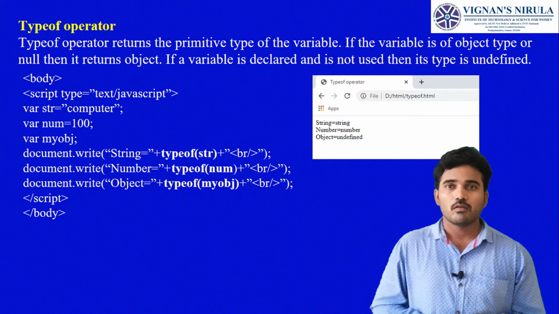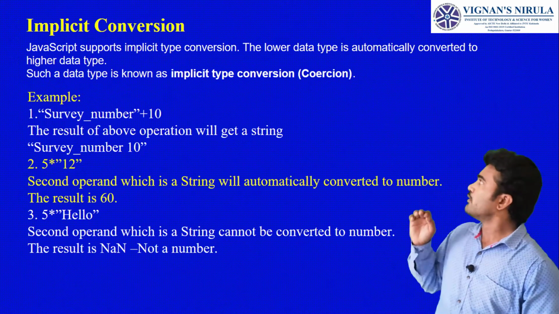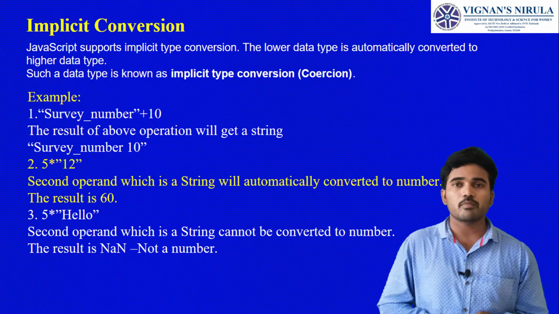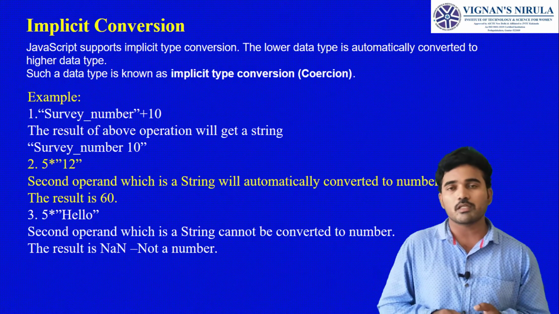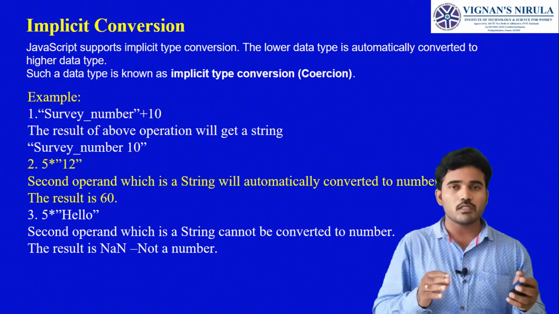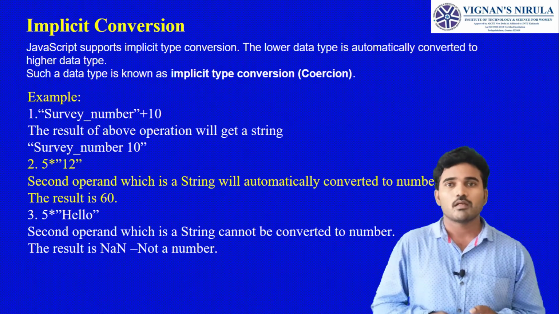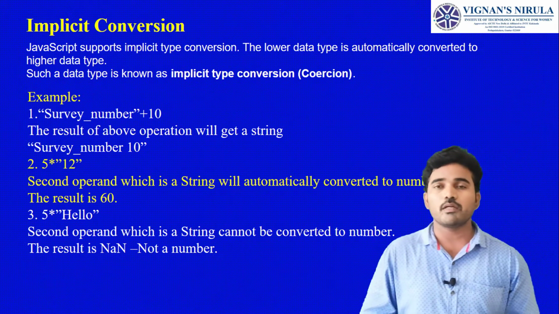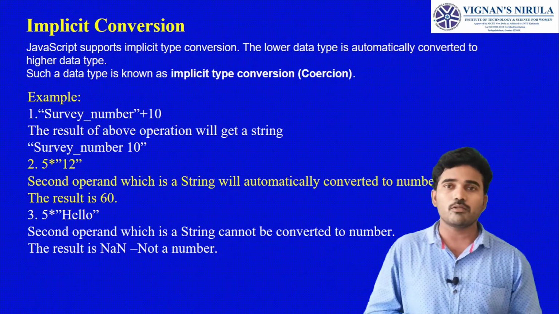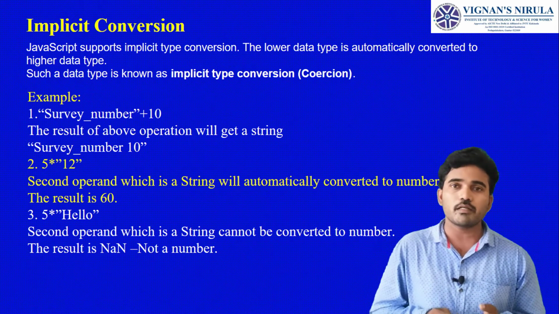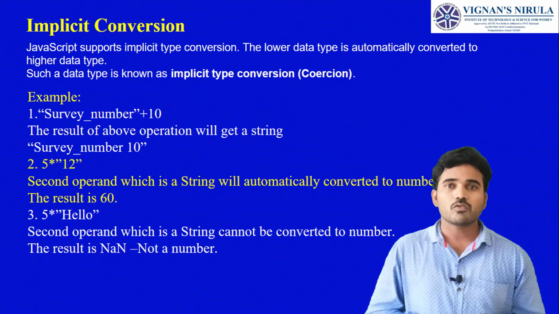So now let us discuss type conversion. As you know, two types of type conversions are available, implicit type conversion and explicit type conversion. JavaScript supports these two types of type conversion. Understood? So coming to implicit type conversion, whenever the lower data type is automatically converted to the higher data type, then it is known as implicit type conversion. Its other name is coercion.